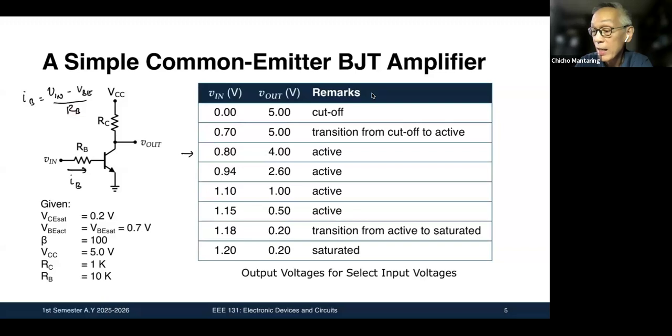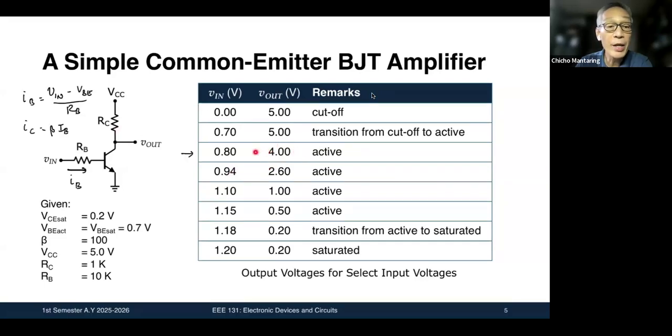So IC is equal to beta times IB. 10 microamperes times 100 would give you 1 milliampere. So IC is equal to 1 milliampere. This is 1K, so you're going to have a 1 volt drop here. And that's why V out will drop from 5 volts to 4 volts. So that's what you see here.